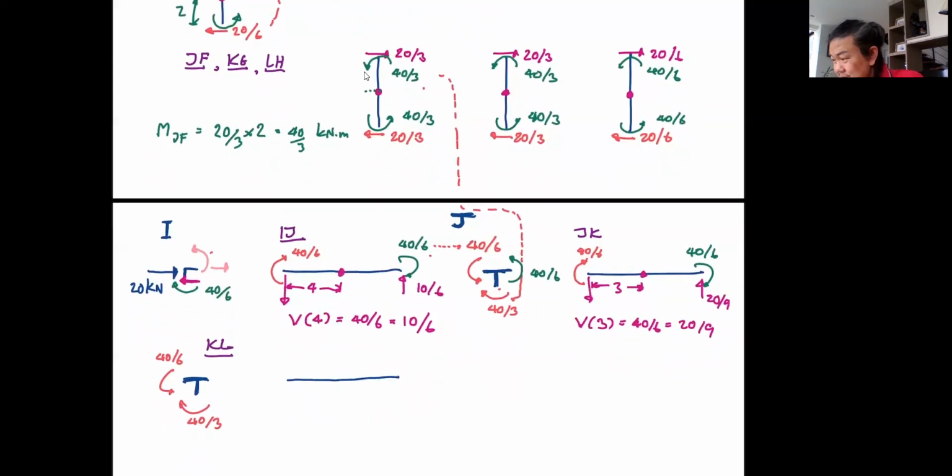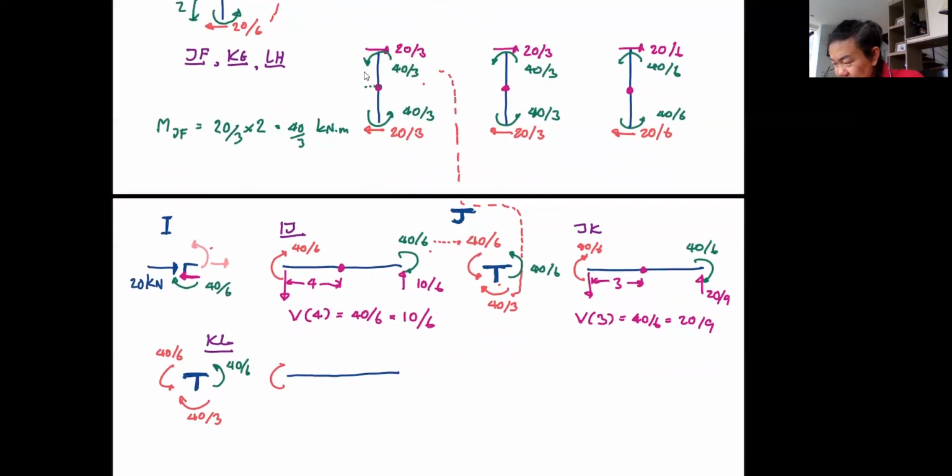So similarly, you have another 40/6 here, which is coming over here as 40/6. And now this is going to be similar to IJ, correct? So you look at IJ, now it's the same length and same moment. So without further ado, we can go ahead and say, okay, here is 10/6, 10/6, and here is 40/6.